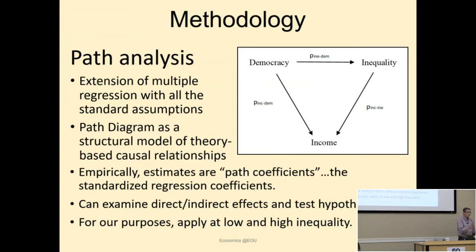So all the standard assumptions that you associate with multiple regression, randomly distributed errors and no relationships between explanatory variables, all those things, they apply. And we do these path diagrams. They model the causality that the theory tells us. So the data doesn't say which direction those arrows go. Economic theory tells us that.